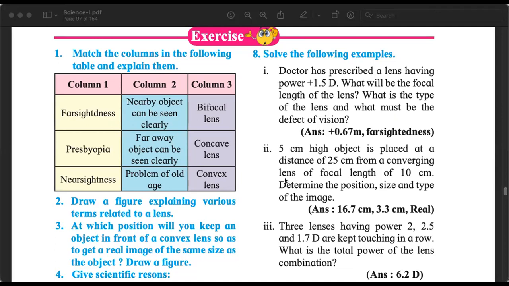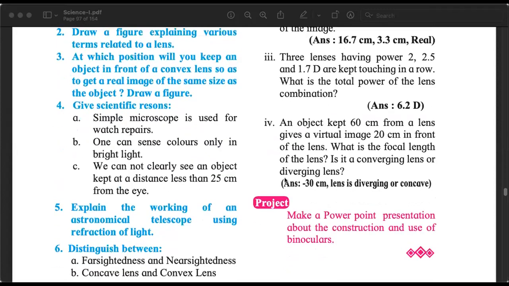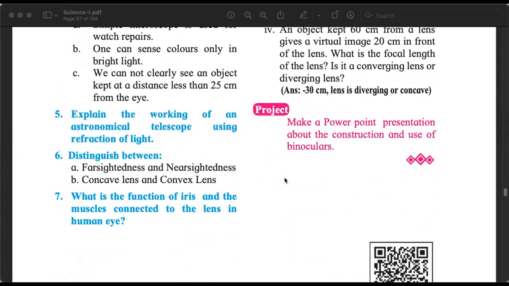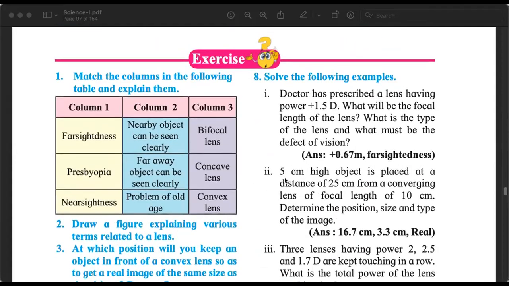So you will answer question number 1, question number 4B, question number 4C, question number 6A, question number 7, and question number 8-1 as homework in addition to making your notes. That is it for today.